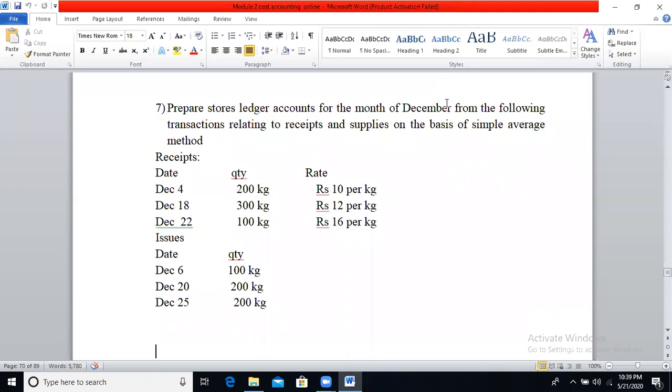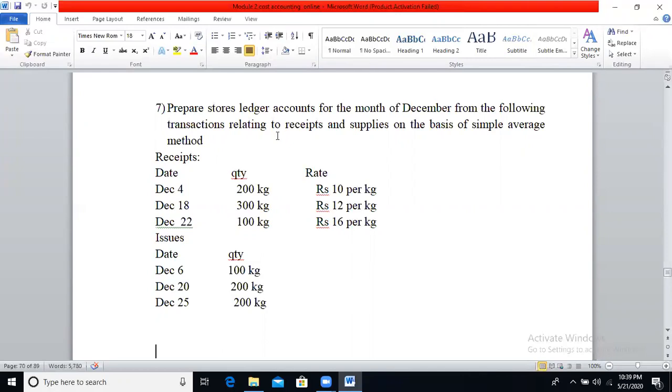December 4th, we are receiving 200 kg at the rate of 10 rupees per kg. December 18th, we are receiving 300 kg at the rate of 12 per kg. December 22nd, we are receiving 100 kg at the rate of 16 per kg. And they have given issues. December 6th, we are issuing 100 kg. December 20th, we are issuing 200 kg. And December 25th, we are issuing 200 kg.